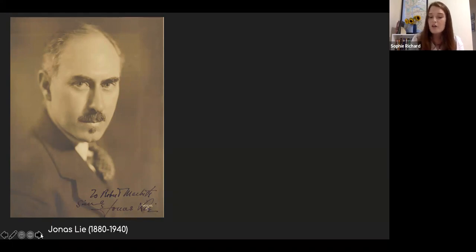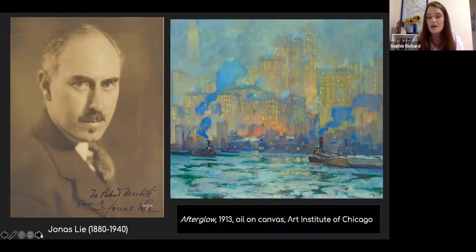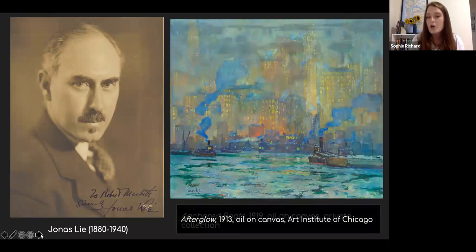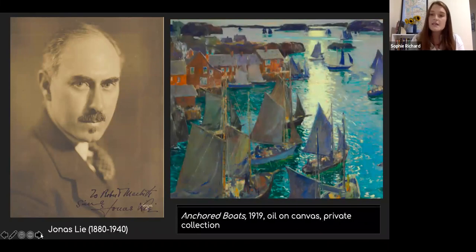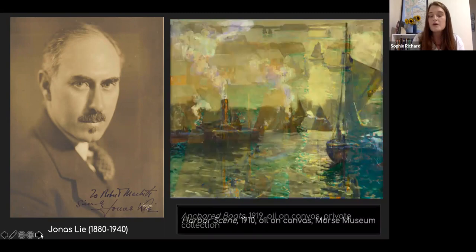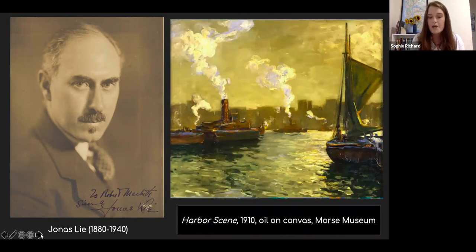Lie was known for his colorful paintings of city scenes of New York and of beautiful coastlines in New England. And he is really known for his neo-impressionist style. For those who are familiar, his color and tone are similar to that of artists Henry Ossawa Tanner and George Bellows, both artists interested in depicting reflections and refractions of light in urban and natural scenes, and really getting to the heart and evoking a mood through these selected scenes.